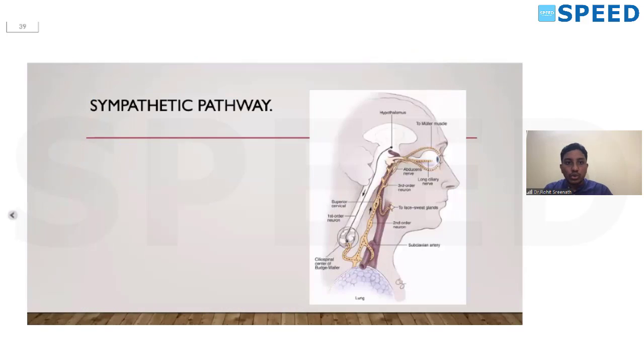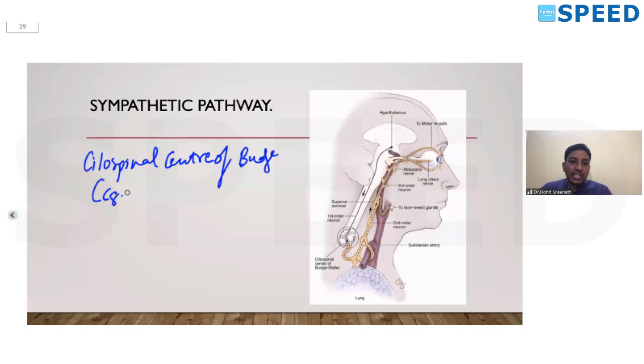So quickly we'll go to the sympathetic pathway. The sympathetic pathway is very important. It is divided into the first order neurons, the second order neurons and the third order neurons. The first order neurons begin from the posterior hypothalamus and descend downwards and end in the ciliospinal center of Budge, which is the ventral rami of C8 T2.